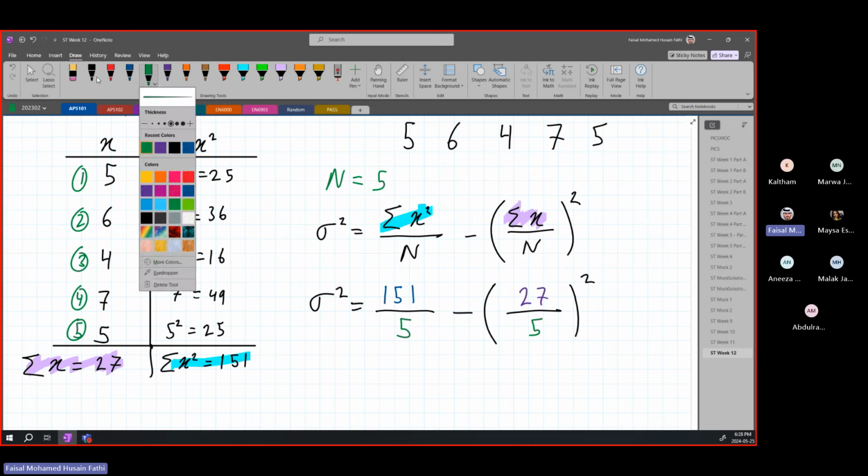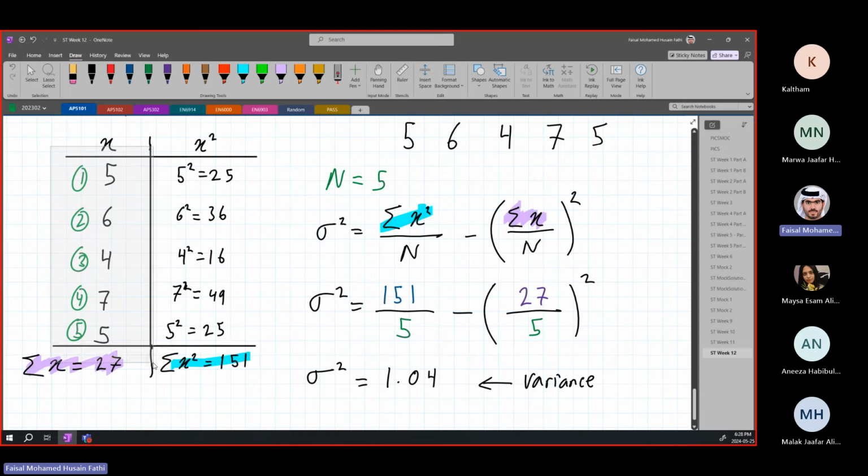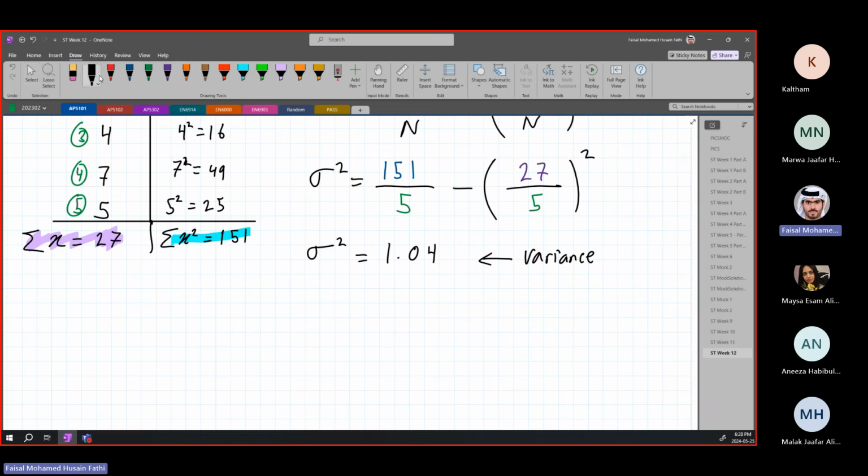Put that all directly in the calculator and you will find your final answer. It is going to be 151 over 5 minus 27 over 5 all squared, which is 1.04. So this is our variance. This is how much variation there is between the results and our average value. What about standard deviation?